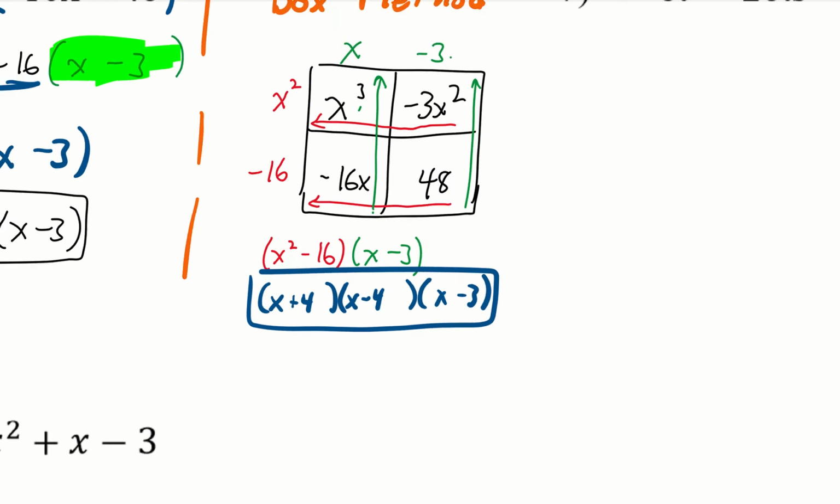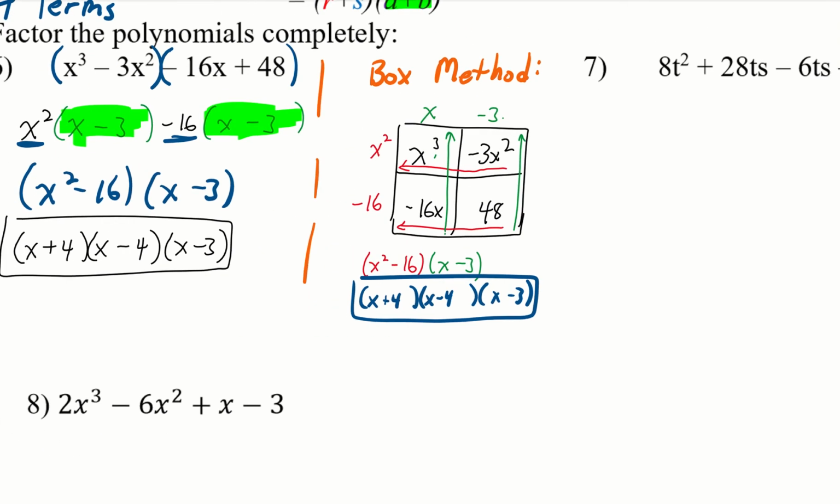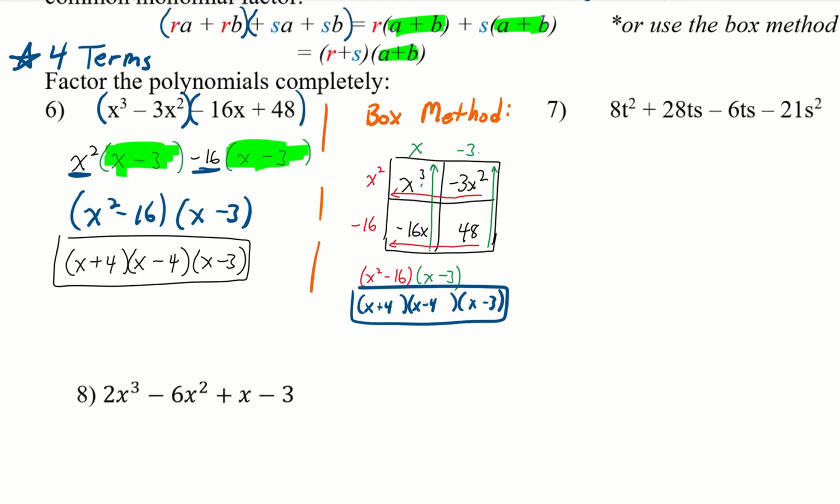So what the box does is it just gives us another method, another way to organize the problem and group them. Because you're still grouping the x cubed and the negative 3x squared together. We're just doing it within the structure of the box. Pick one of those methods and stick with it.